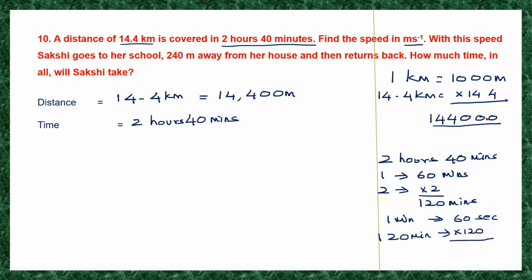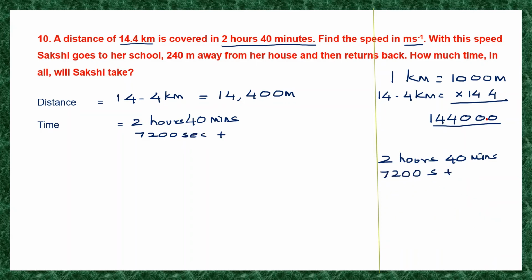Okay, so let's ignore the zeros for some time. 12 sixes are 72, and then we add the 2 zeros. So we converted the 2 hours to seconds. So this is 7,200 seconds plus, now 40 minutes also should be converted.